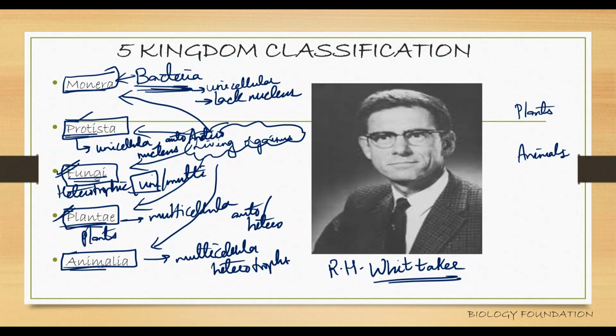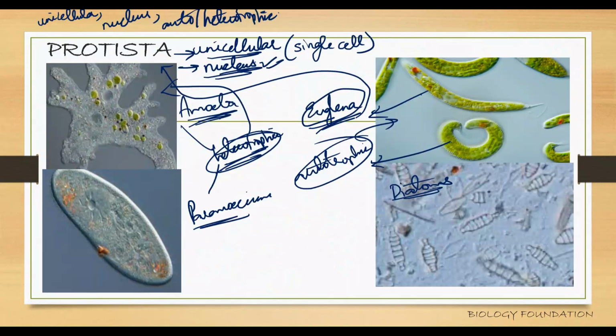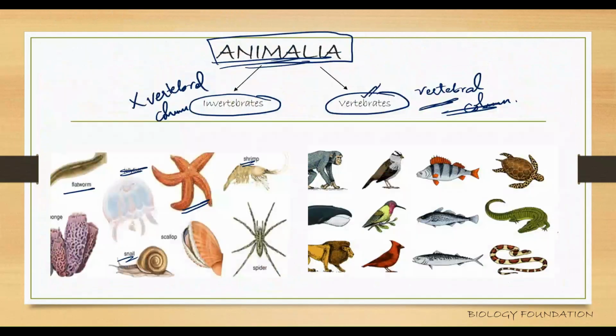Animals belonging to the Animalia kingdom can be classified into invertebrates and vertebrates based on the presence or absence of vertebral column. Okay, that's the five kingdom system of classification given by R.H. Whittaker. I hope it's clear, students.